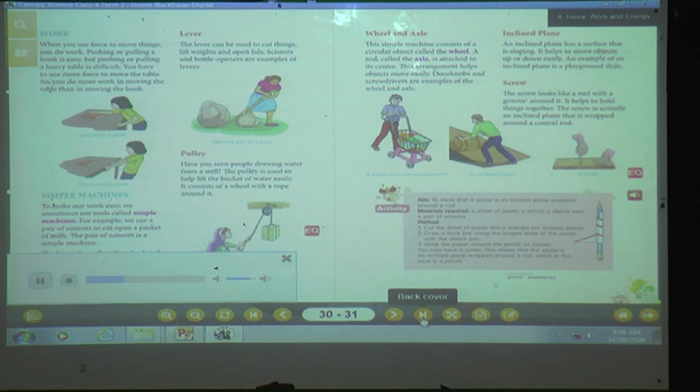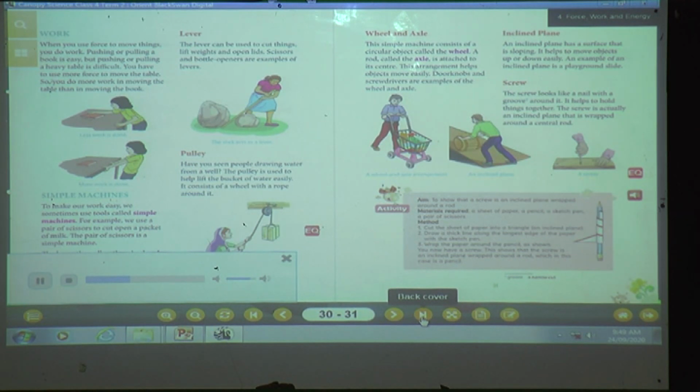Work. When you use force to move things, you do work. Pushing or pulling a book is easy, but pushing or pulling a heavy table is difficult. You have to use more force to move the table. So, you do more work in moving the table than in moving the book.